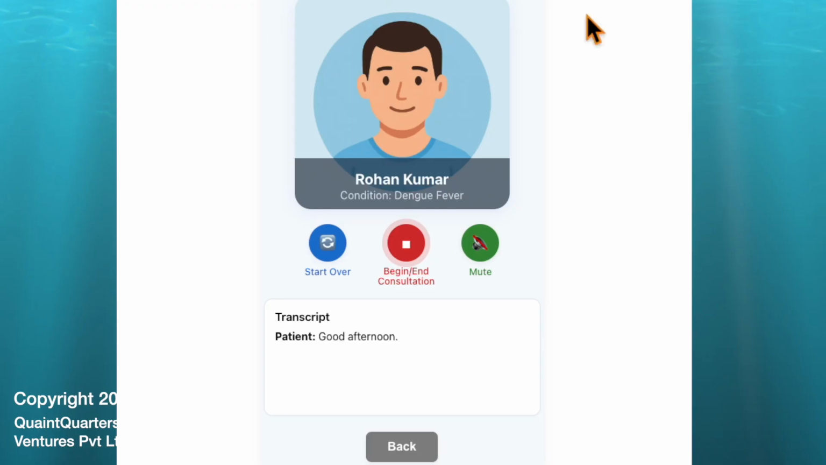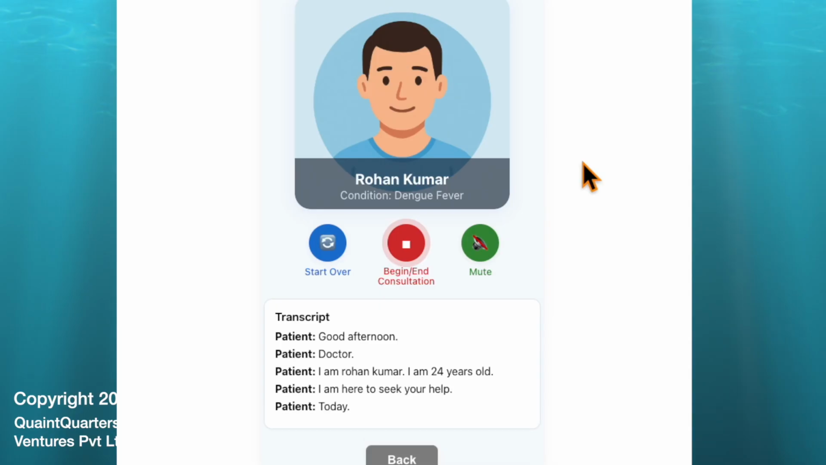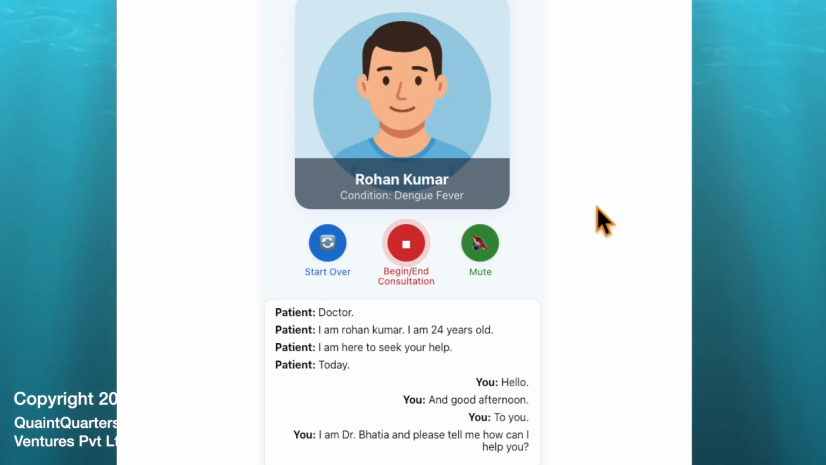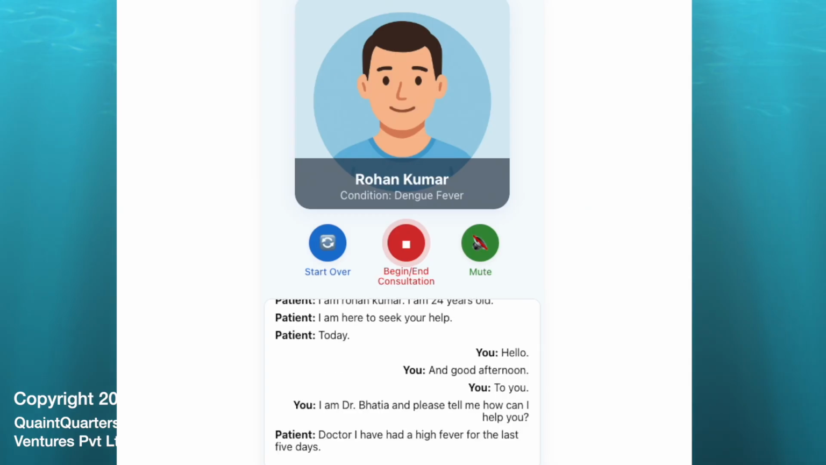Good afternoon, doctor. I am Rohan Kumar. I am 24 years old. I am here to seek your help today. Hi Rohan, good afternoon to you. I am Dr. Bhatia, and please tell me, how can I help you? Doctor, I have had a high fever for the last 5 days, and yesterday I saw some red spots on my skin.